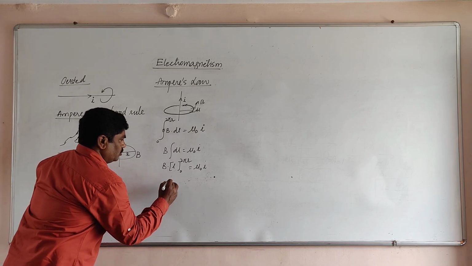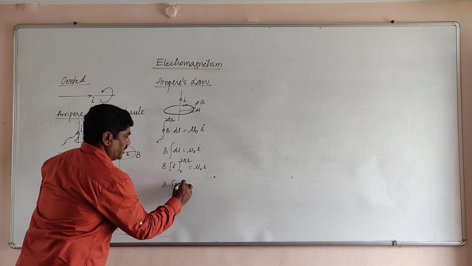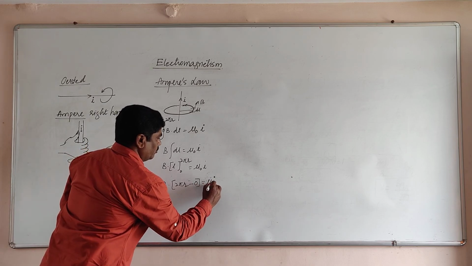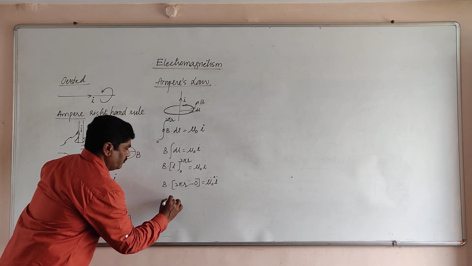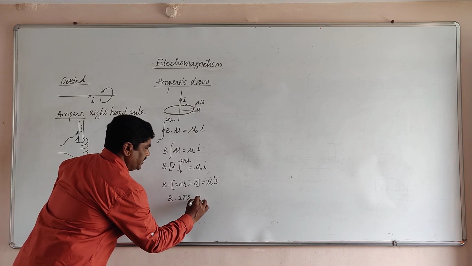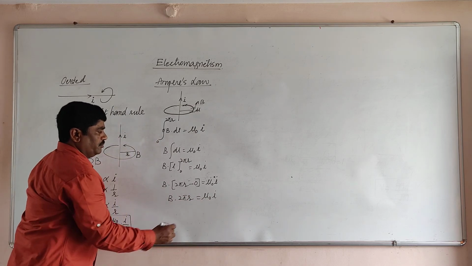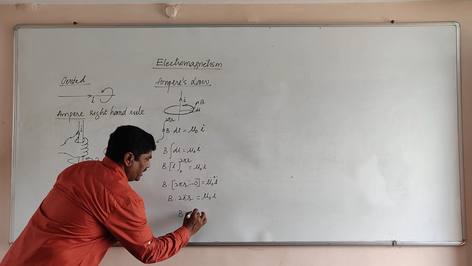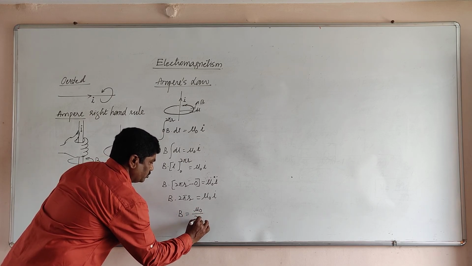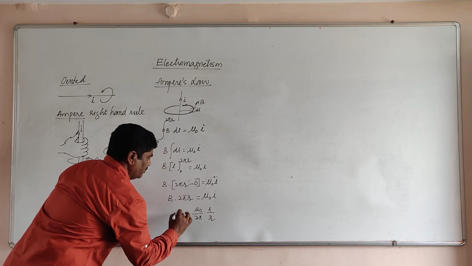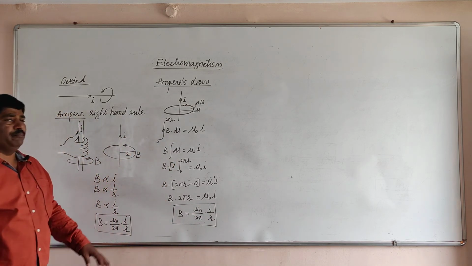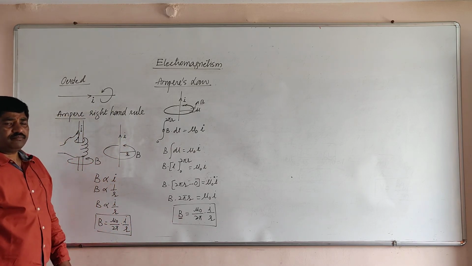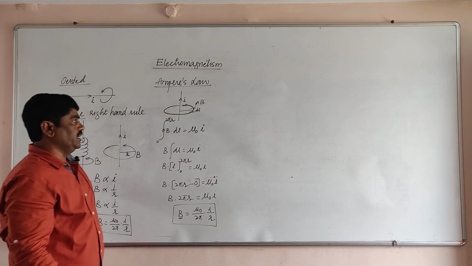Now B into the upper limit 2 pi r minus the lower limit 0 is equal to mu naught into I. Therefore B into 2 pi r is equal to mu naught into I, where mu naught is the permeability of free space. So this magnetic field induction you can write as mu naught by 2 pi into I by r. This is nothing but Ampere's law. But this magnetic field induction can also be defined by a formula.